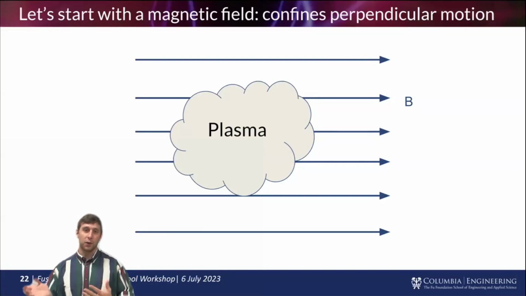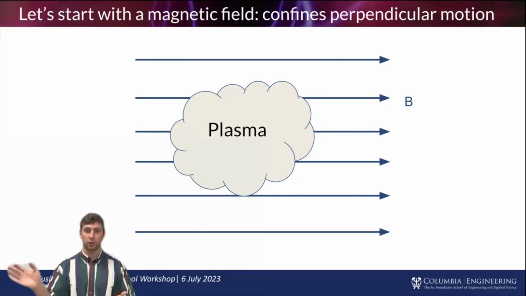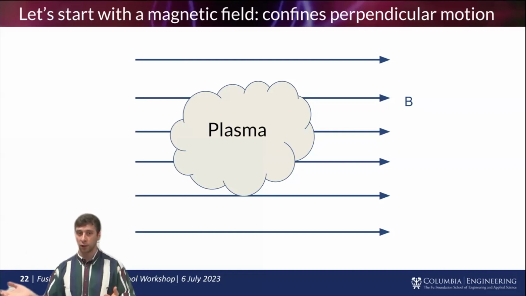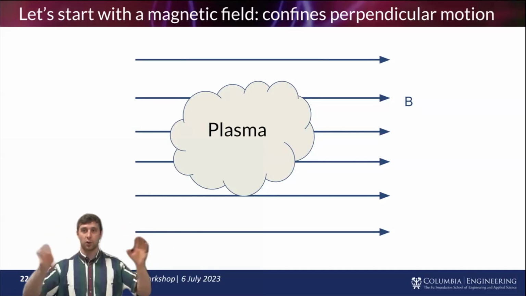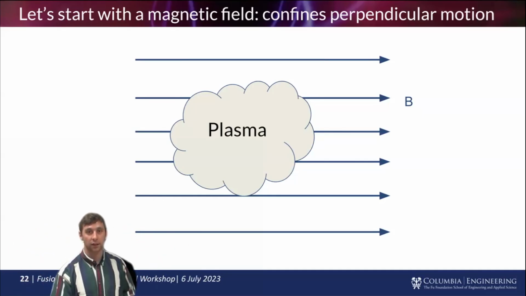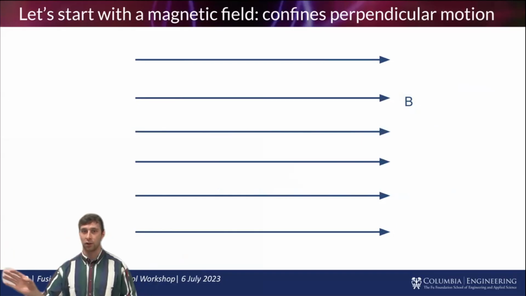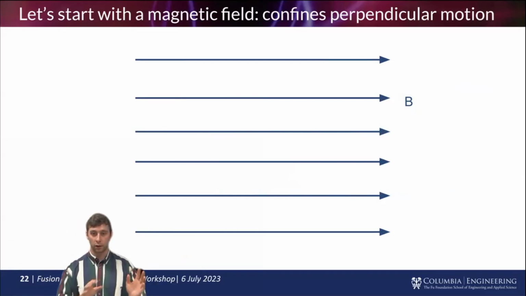So again, if you have a B field here that goes across the page, the plasma's perpendicular motion is going to be confined, because the charged particles in the plasma will tend to travel along the magnetic field lines. Whereas without the magnetic field, the plasma would just expand and cool down. With this magnetic field, its motion is constrained along the field lines, and it'll move along the edges.